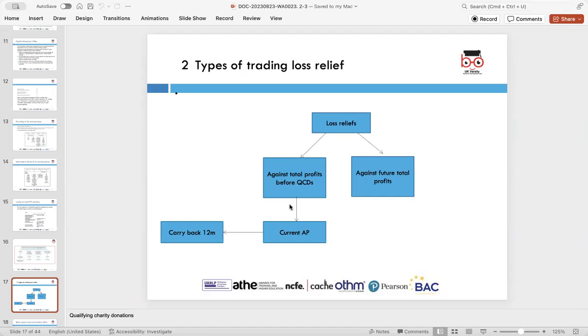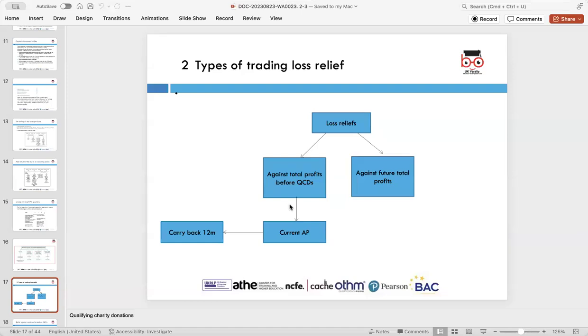Loss relief against future total profits. Alternatively, businesses can carry forward their trading losses and use them to offset against their future total profit. This means that if a business makes a loss in one year but expects to make profits in the future, it can carry forward those losses and deduct them from its future profit, reducing its tax bill in those years.